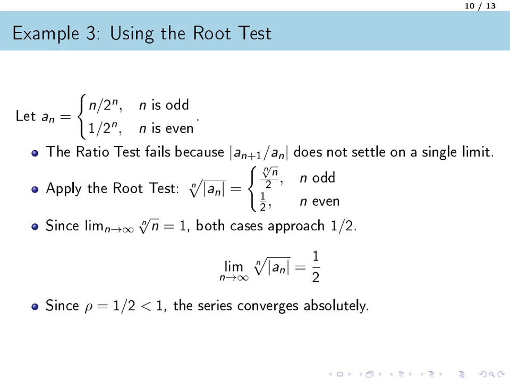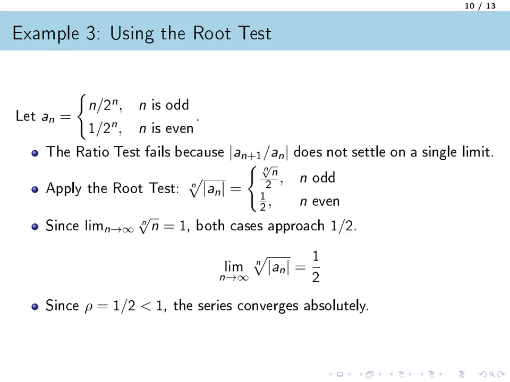For this series, the ratio test was inconclusive, because the ratio of successive terms did not approach a single limit. However, the root test works very well here. We examine the nth root of the absolute value of a sub n. When n is even, this root is exactly 1/2. When n is odd, the root is the quantity, the nth root of n, all divided by 2.